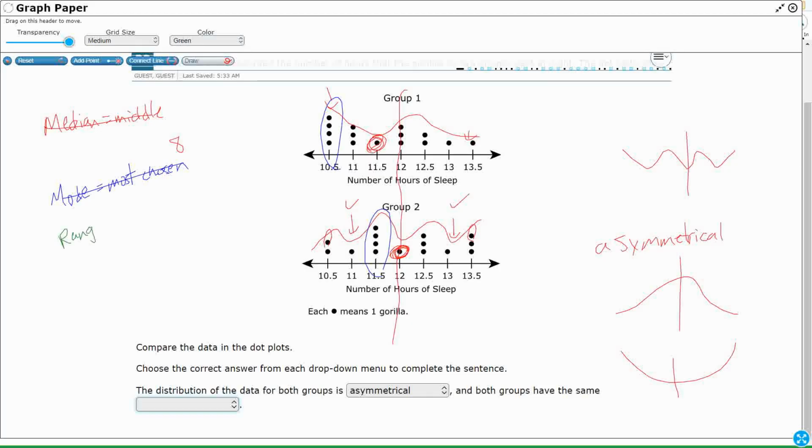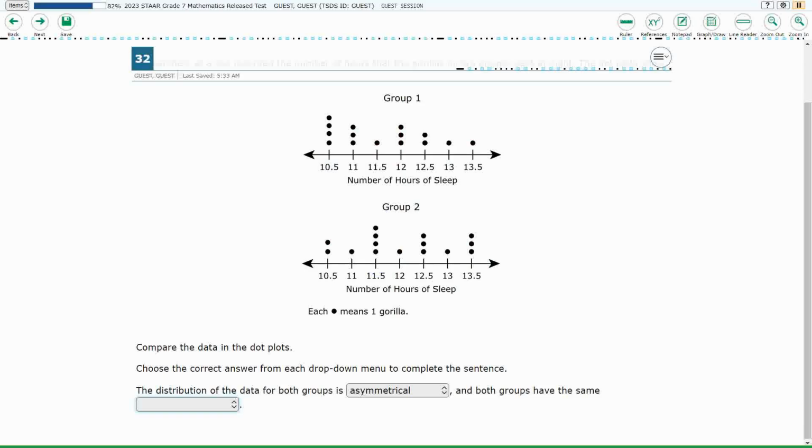That's the difference between the most and the least chosen. It doesn't matter how many times it was chosen. And take a look. They both go from 10.5 to 13.5, right? So that's a range of 3. 10.5 to 13.5. It's also a range of 3 if I subtract those. So my answer is going to be range and asymmetrical.